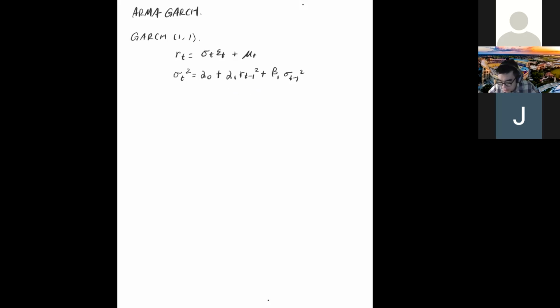And why is this useful? This allows us to capture the relations between sigma_t and sigma_{t-1}, so it allows some correlations there. That's why you will see that it gives you an ARMA structure in the squared residual. And we can definitely generalize this to a GARCH(p,q) model.